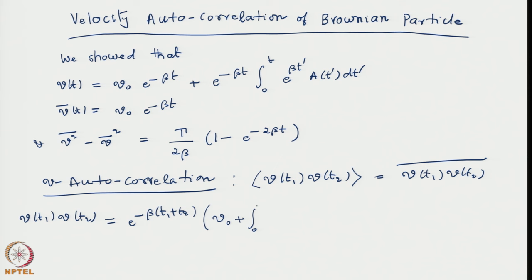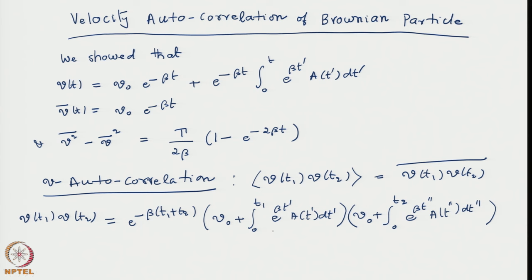plus integral 0 to t1 e to the power beta t prime, let us say t prime is the dummy variable, A(t prime) dt prime. This is one with respect to t1, and with respect to t2 again it will have v naught plus integral 0 to t2, let us say e to the power beta t double prime. Let us distinguish, because this is a dummy, later when we put them together there should be no confusion. So, this time we will call it A(t double prime) dt double prime, and this bracket closes. So, it is a product.